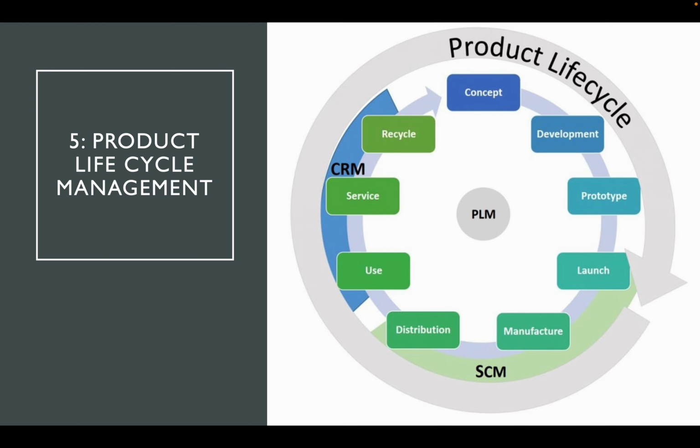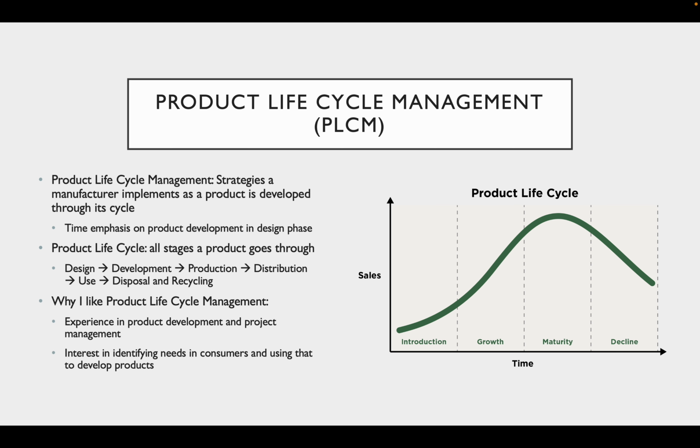The next process I will be talking about is product lifecycle management. Product lifecycle management, or PLM, is strategies manufacturers implement as a product is developed through its cycle, with time emphasis on product development in the design phase prioritized, so most of the thought and time spent on creating a product happens earlier so that it can lead to greater success in the later design phases. The product life cycle is all stages a product goes through in its life. So it starts with design, development, production, distribution, use, and then disposal and recycling.